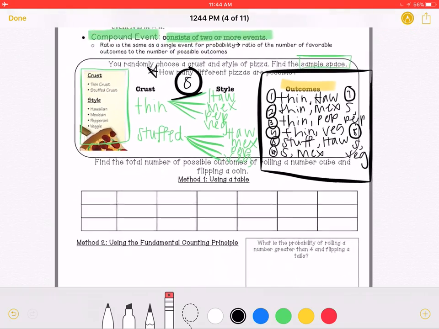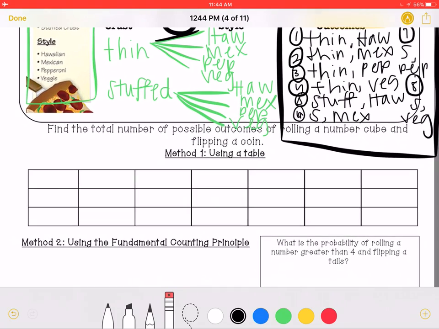Let's keep moving along. Find the total number of possible outcomes of rolling a number cube and flipping a coin. So guys, think about it. When you roll a number cube, when you have that event happening, what are all of your different outcomes? And I'm going to set up a table. This is another method, another way of doing it. Let's do it as a table.